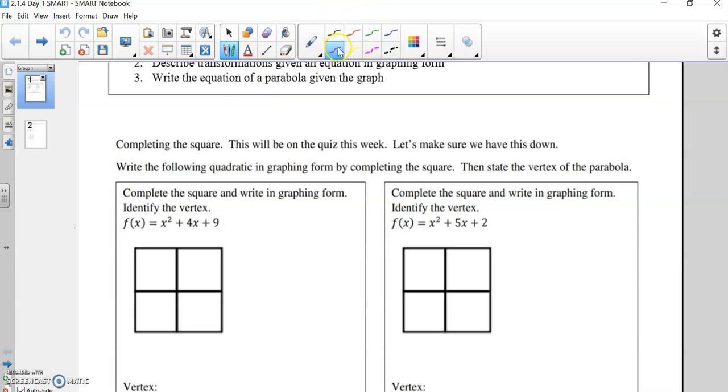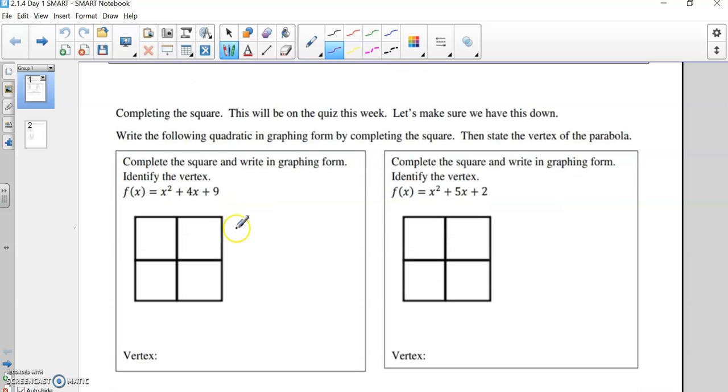Completing the square is the first focus here. It is going to be on the quiz this week, unlike last week, so I just want to make sure that you guys are all clear on that. When you're completing the square, the setup is similar to factoring, but it changes very quickly. So it's not quite the same.